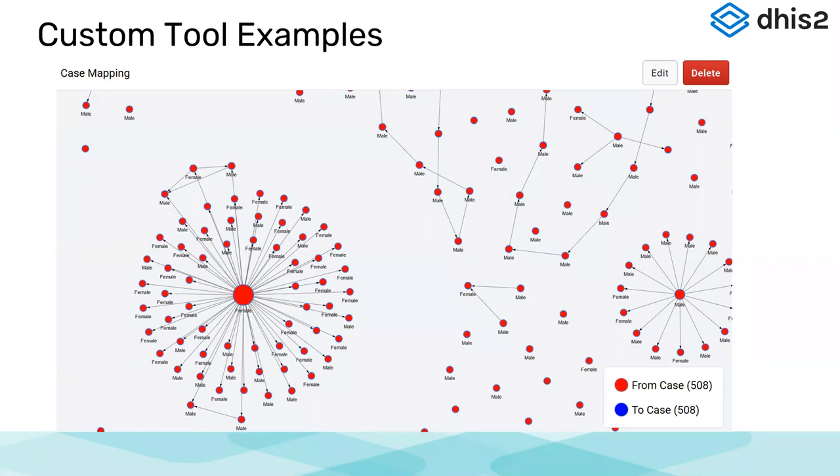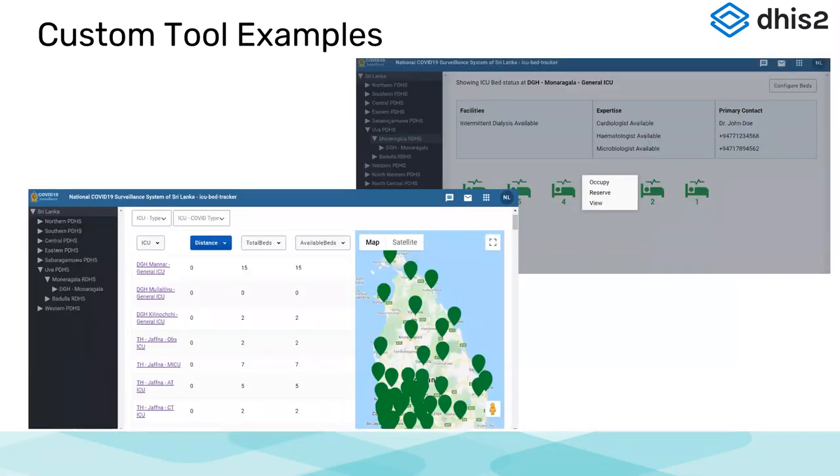And this is another custom visualization we have done, for ICU bed tracking in Sri Lanka. So these are all examples of custom visualizations and analysis which are possible in DHIS2. Right, so with this, we come to an end of the presentation that we have on implementation considerations. Do you have any questions?